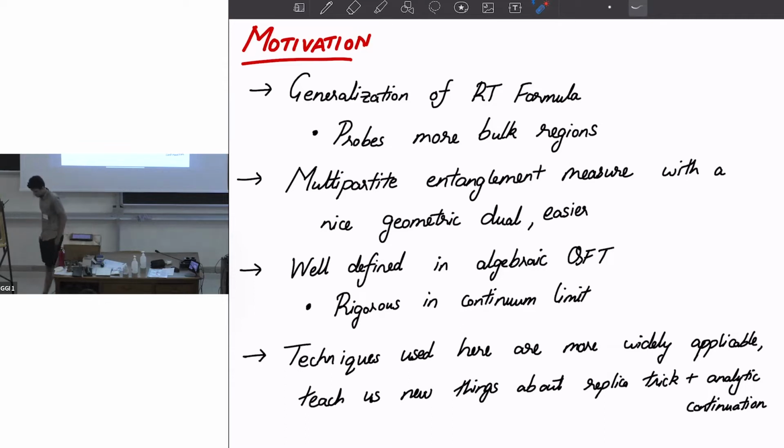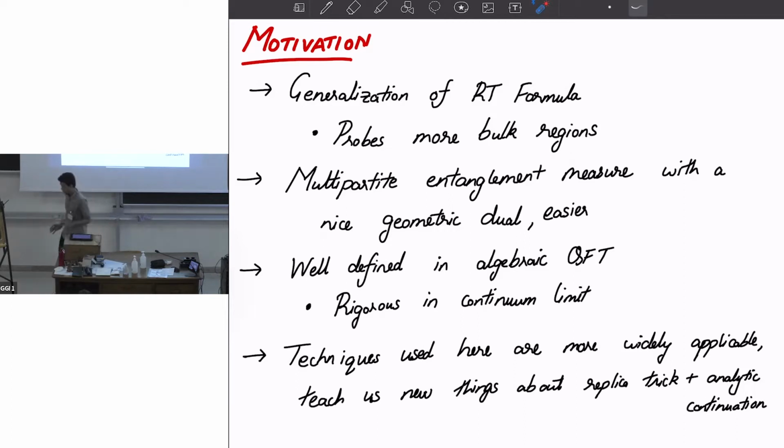Another advantage, which I guess has recently become kind of popular, is that the reflected entropy is something that's well defined in quantum field theories itself. There's been a lot of discussion about von Neumann algebras and how that's how we should think about things, and it gives us new techniques to learn things. And this is a rigorous way of understanding entropy in quantum field theories.